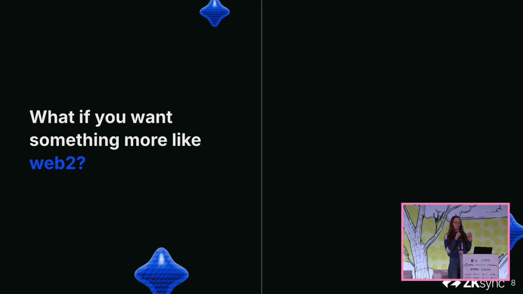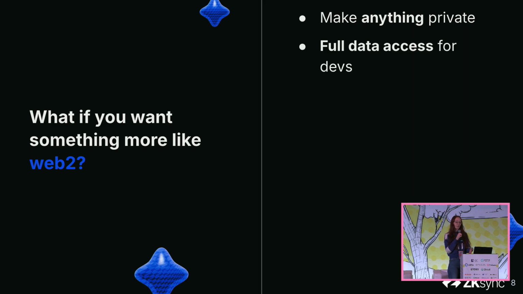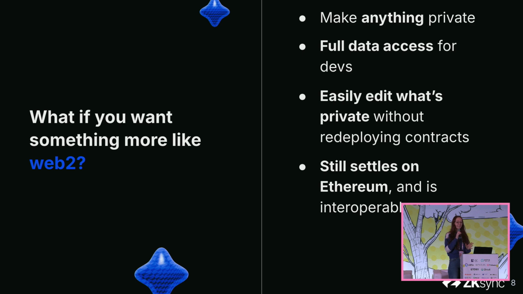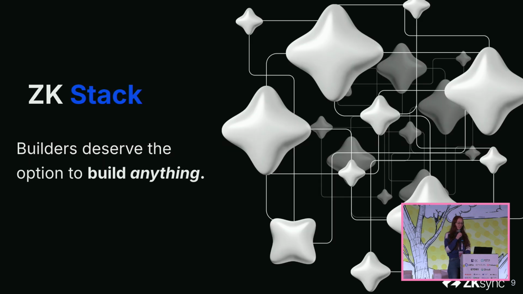What if you're trying to build an application that's a little bit more like Web2 but has that verifiability? Something where you can make anything private. You can still have full data access for the developers, for analytics, for compliance. You can easily edit what's private without redeploying contracts. And then it still settles on Ethereum, it's interoperable, and you use standard Solidity contracts. So that's what ZKstack enables, or that's one thing it enables.